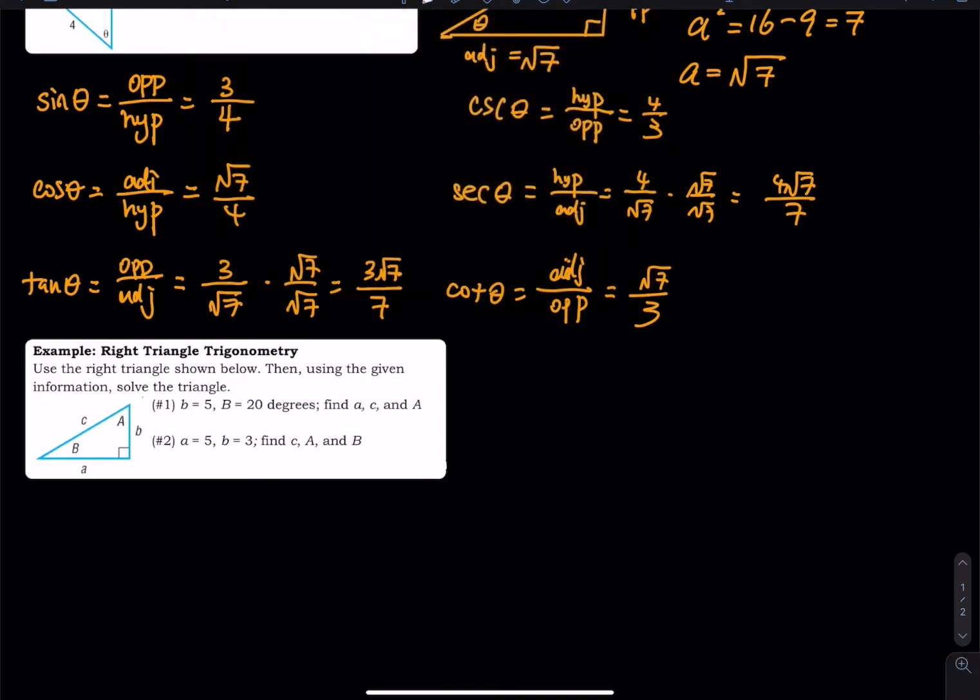I will just draw a triangle for each problem. So number 1, I will draw number 1. So we have little b equals 5, and big B equals 20 degrees. And then I need to find a, c, and big A. So the uppercase is the angle measurement, the lowercase is the length. And then I draw a right triangle.